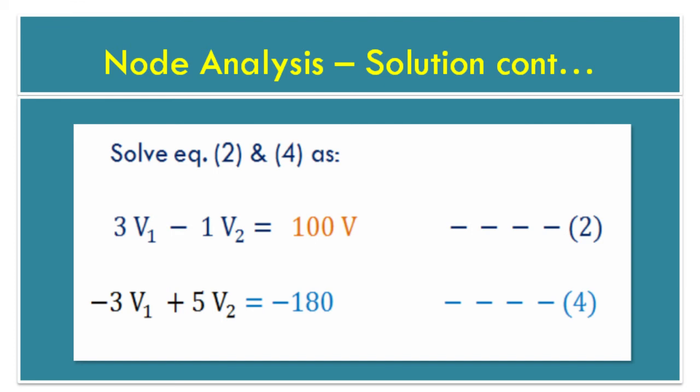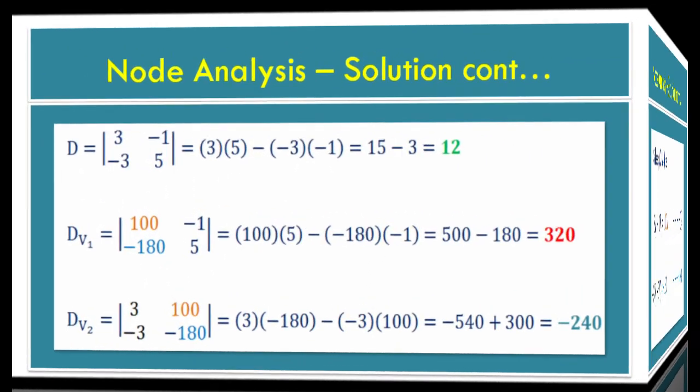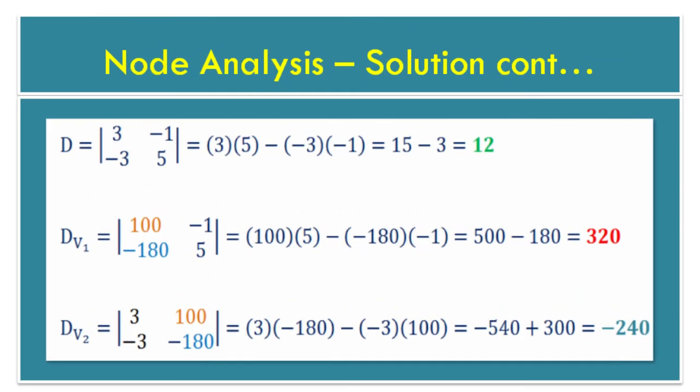minus 180 respectively. Here we are obtaining the solution of equations 2 and 4 using the determinant method. Determinant D is called the coefficient determinant and is represented as determinant D is equal to coefficients of equation 2 as 3 and minus 1 and coefficients of equation 4 as minus 3 and 5.